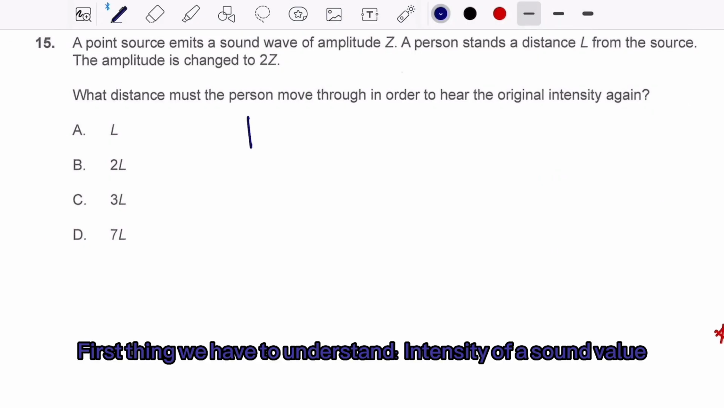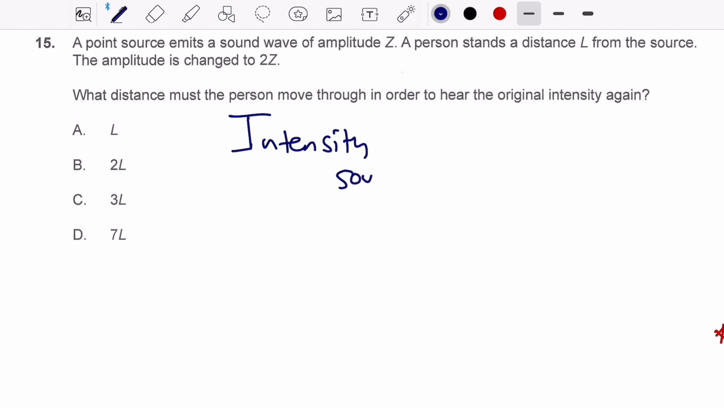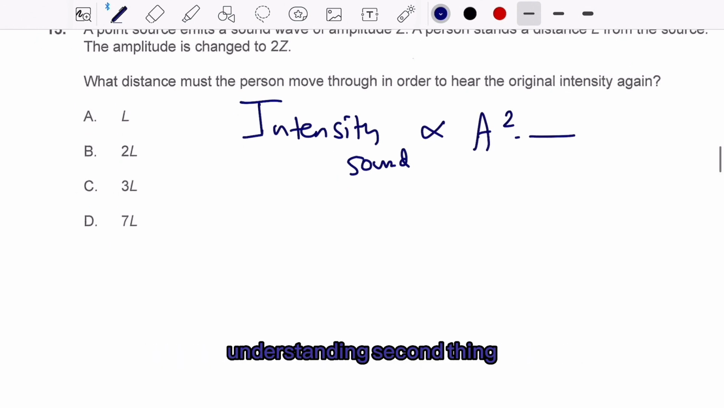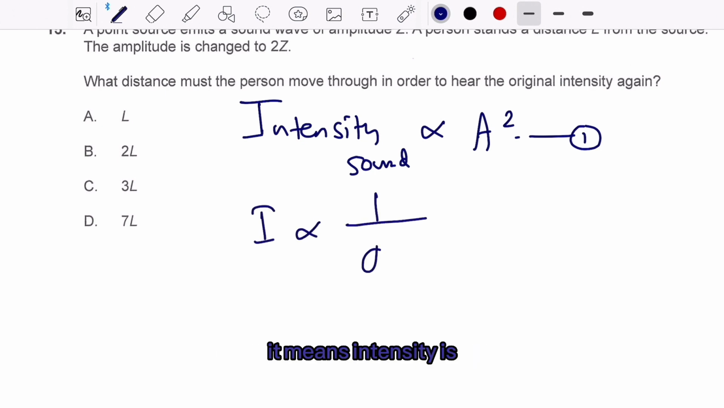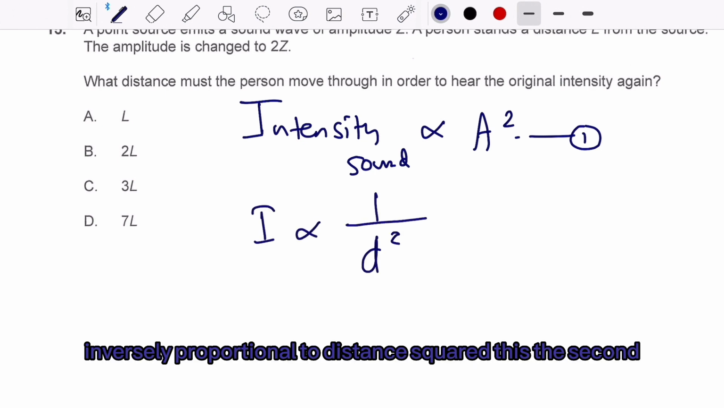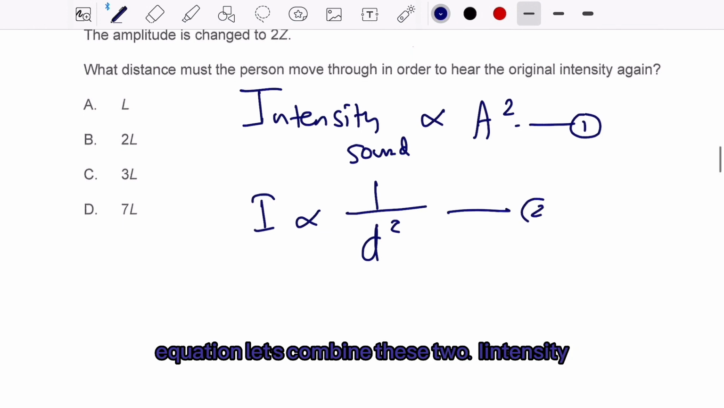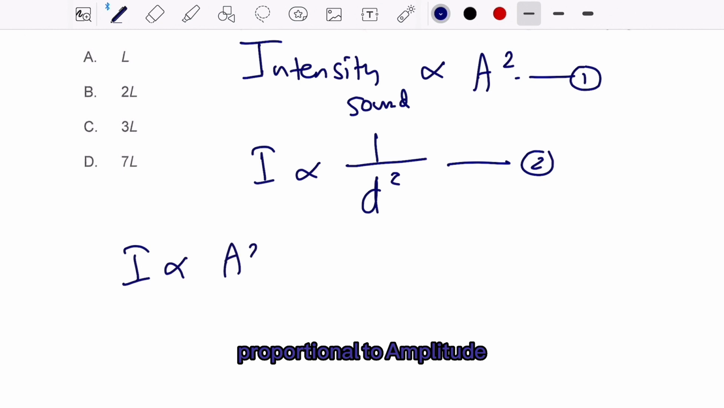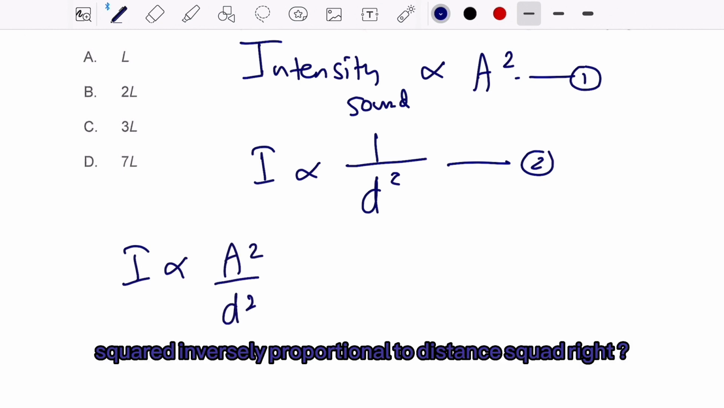First thing we have to understand: the intensity of a sound wave is proportional to amplitude squared. That's the first understanding. Second thing, intensity depends on distance. It means intensity is inversely proportional to distance squared. This is the second equation. Let's combine these two. Intensity is proportional to amplitude squared, and inversely proportional to distance squared, right?